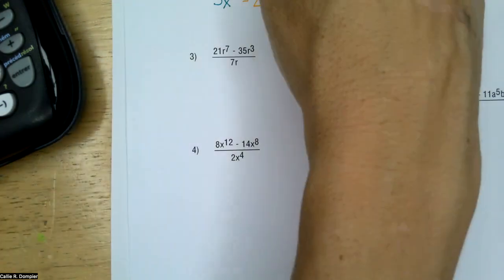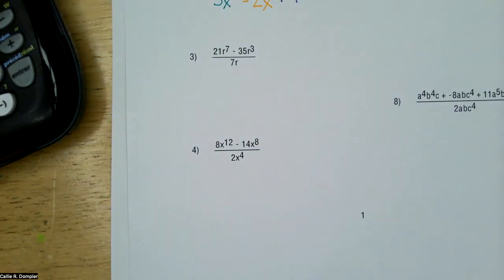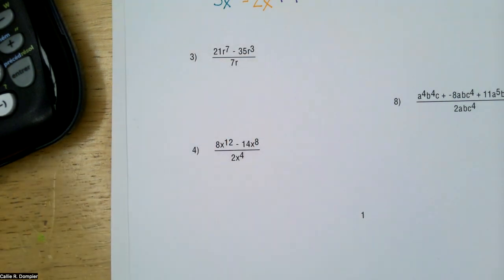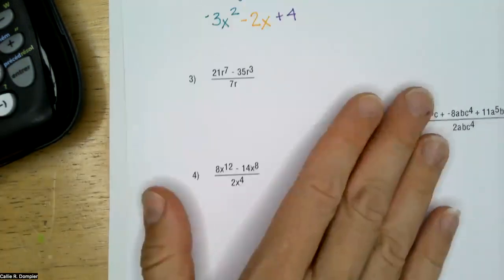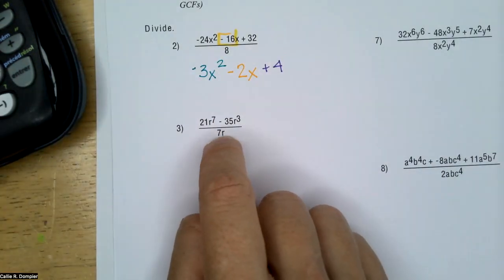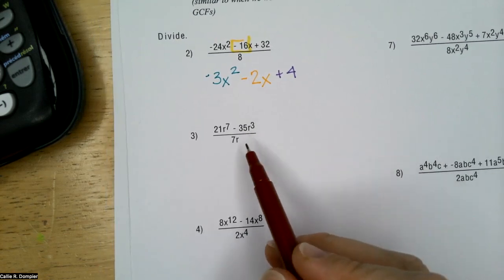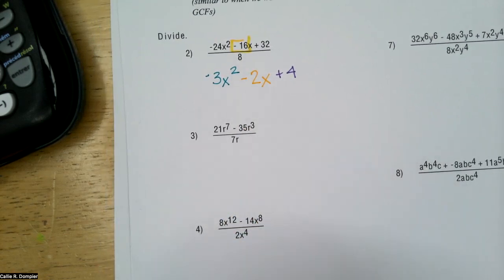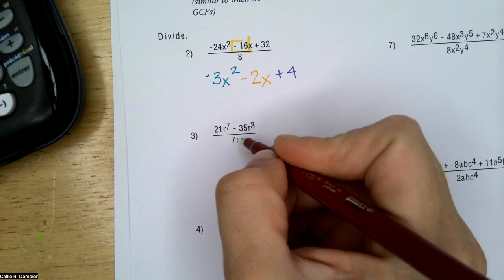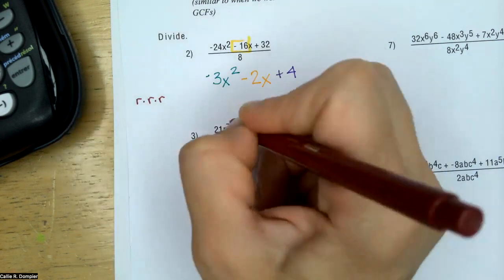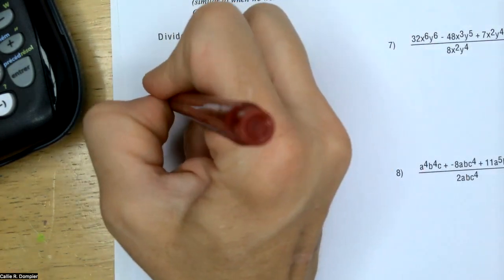Number 3, because that was number 1, was just the instructions. Number 3 is 21r to the 7th minus 35r to the 3rd divided by 7r. This is different because we are going to be dividing by both a 7, just like the 8, but also the letter r or the variable r. Remember the rule for simplifying is we're just putting it into its factored form. So the factored form of r is just r. The factored form of r to the 7th would be r 7 times, right? It is itself 7 times.